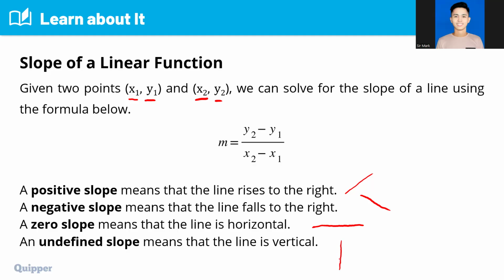Then the answer is undefined because the line is vertical. So we have 4 classifications of slopes. It could be positive, negative, 0, or undefined. Again, the formula: simply subtract y sub 1 from y sub 2, divided by x sub 2 minus x sub 1.